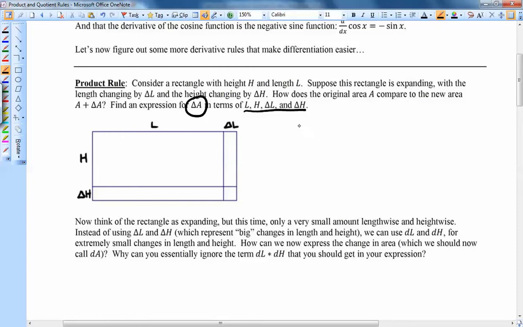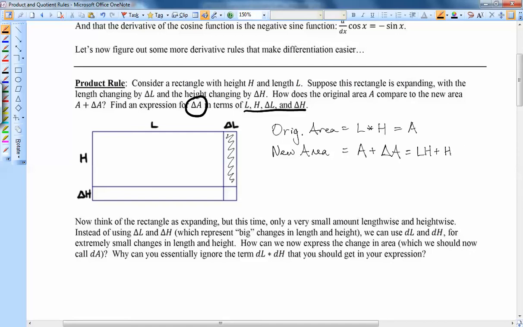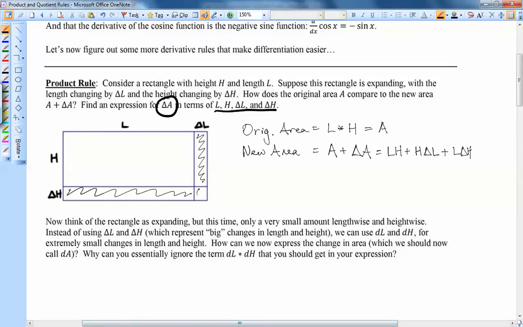So I'm going to put here original area. Okay, so the original area is going to be L times h, and I'm going to call that A. The new area is all of it. So that's the same thing as A plus whatever I've added to A, the change in it. And so that's really going to be L times h plus this region here, which is h times delta L, plus this region here, which is L times delta h, plus this little guy right there, plus delta L delta h.